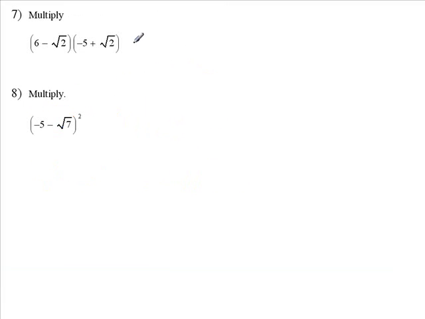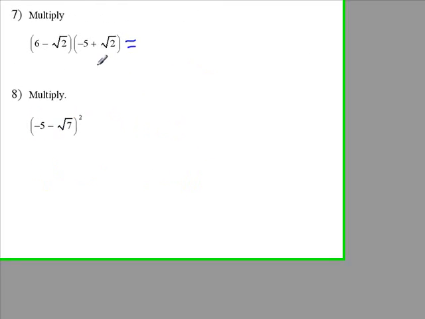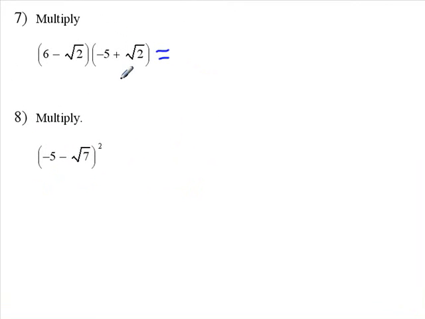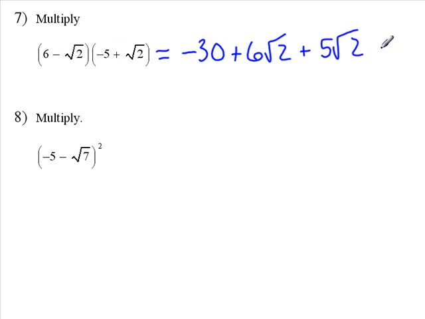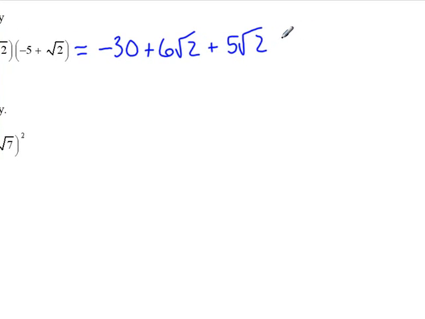Number 7, we're asked to multiply. So let's go ahead and FOIL or distribute, however you think of this. It doesn't really matter as long as you pick a valid way to do that. I've got 6 times negative 5 is negative 30. 6 times root 2 is 6 root 2. Negative root 2 times negative 5 is positive 5 root 2. And finally, a negative root 2 times a positive root 2. Root 2 times root 2 is 2, so that's negative 2.